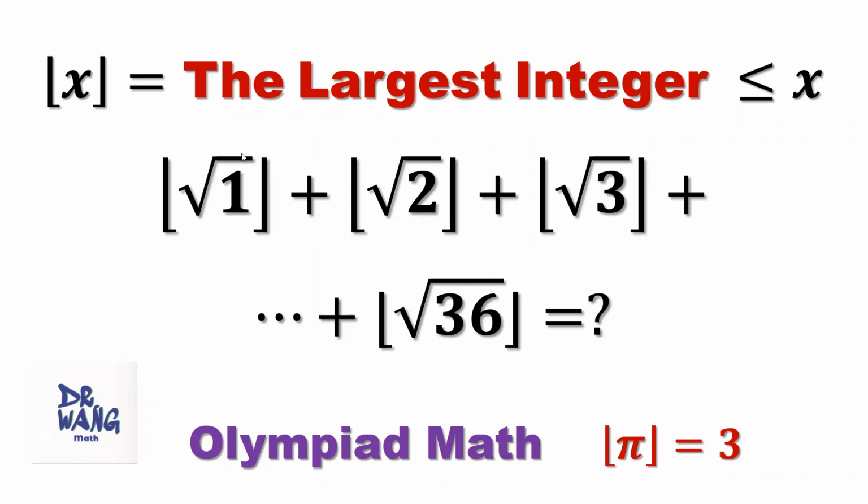We want to find the sum of this. What is this notation? This notation is called a floor function. What's the definition for this? Given x, under this function, it is the same as the largest integer less than or equal to x.